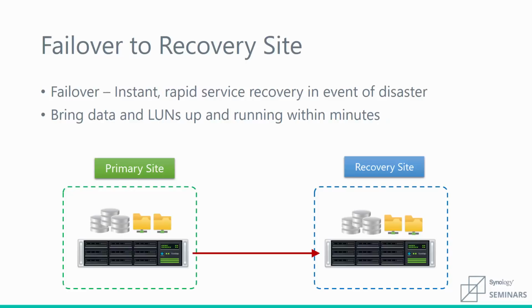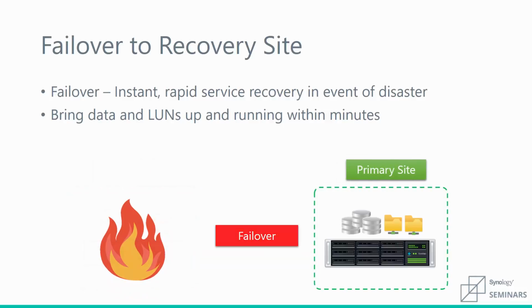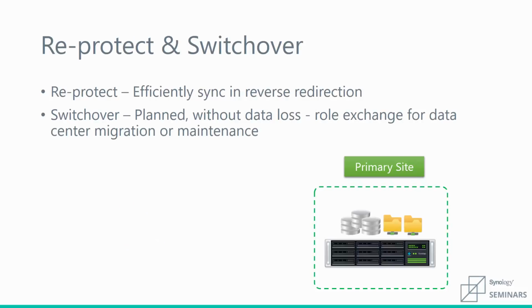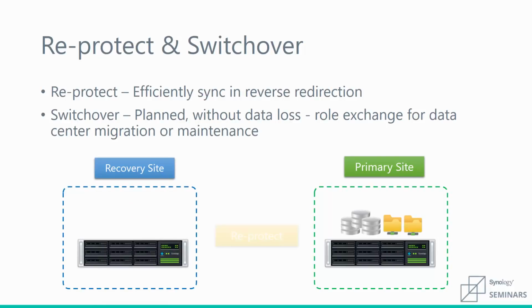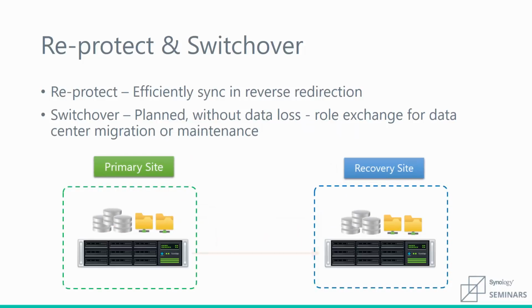We also offer failover through the replication side of this package. This is an instant, rapid service recovery in the event of a disaster. Let's say your primary site catches on fire. The unit will fail over and the recovery site will become your primary site. This allows you to bring your data and LUNs back up and running within minutes. Once you have the initial primary site back up and running, you're able to re-protect and switch back over to the original setup, thus making the original setup back to the way it's supposed to be.